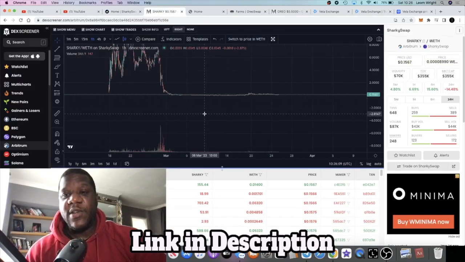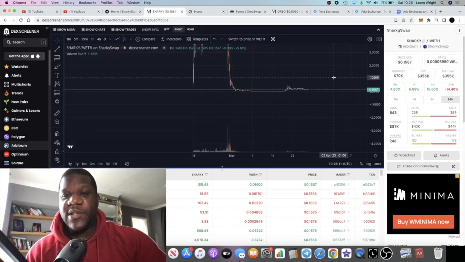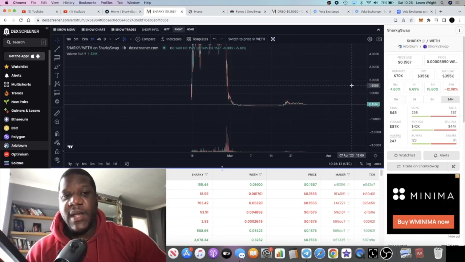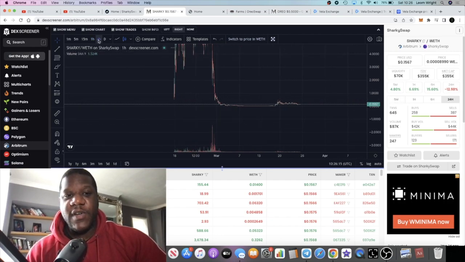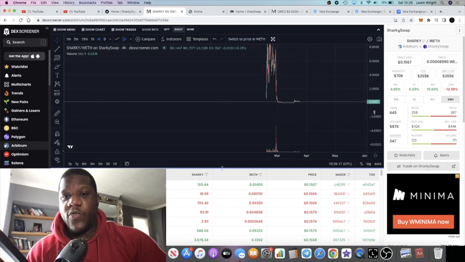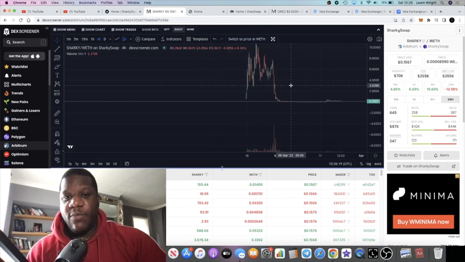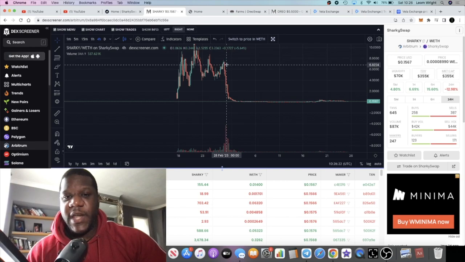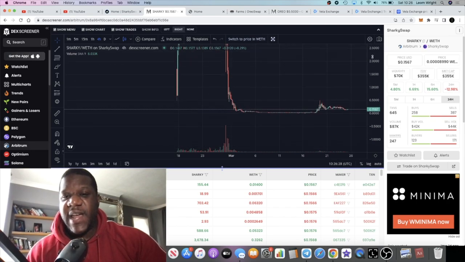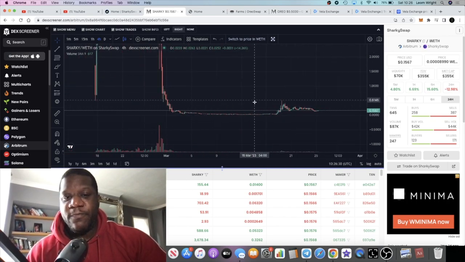Okay, guys. Now looking at Sharky, so I talked about this previously in previous videos. If we go on the 4-hour chart, we were all the way up here when I talked about this last time. But since then, of course, we had a huge sell-off because this is a huge farming token with some degen APRs. But if you look at the chart right now, it looks like this would have been a great time to buy.